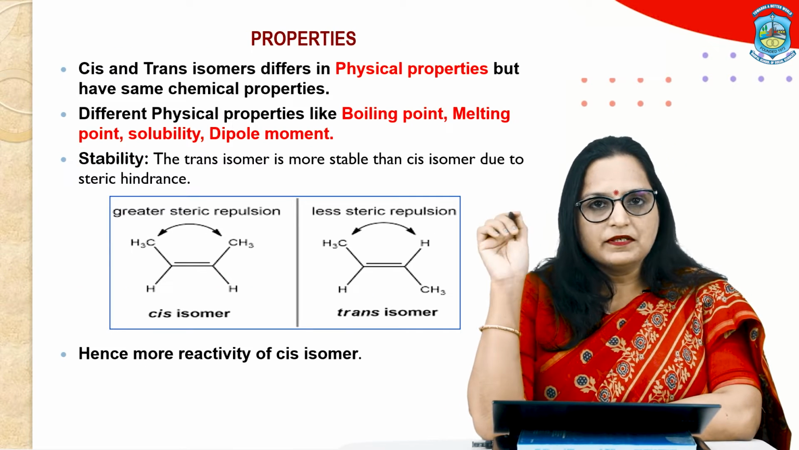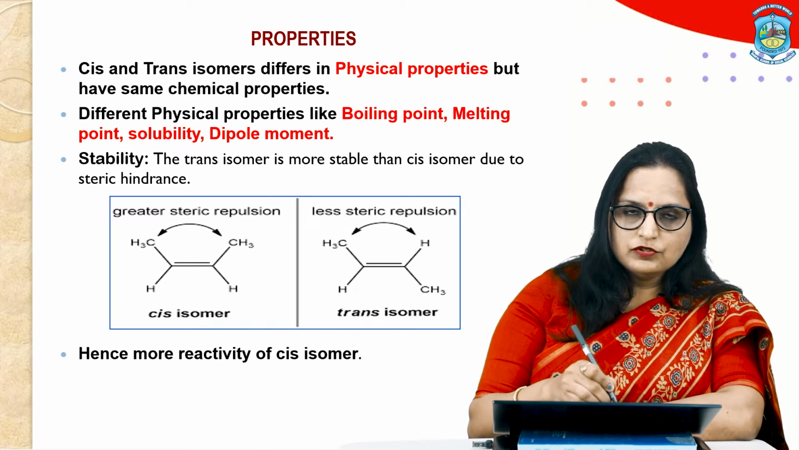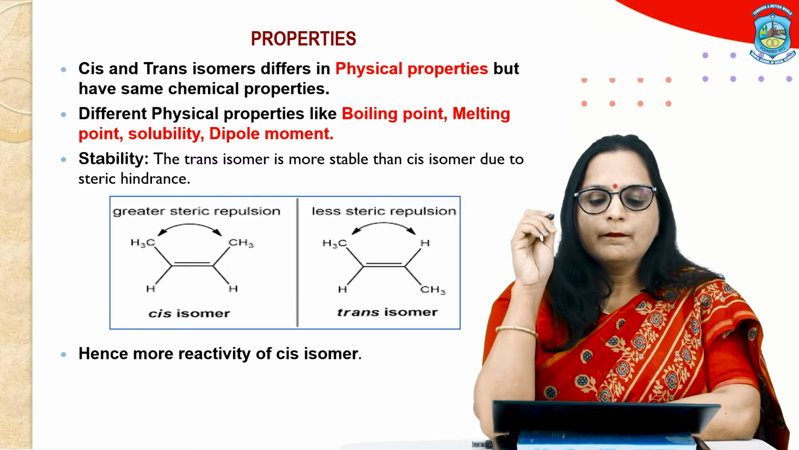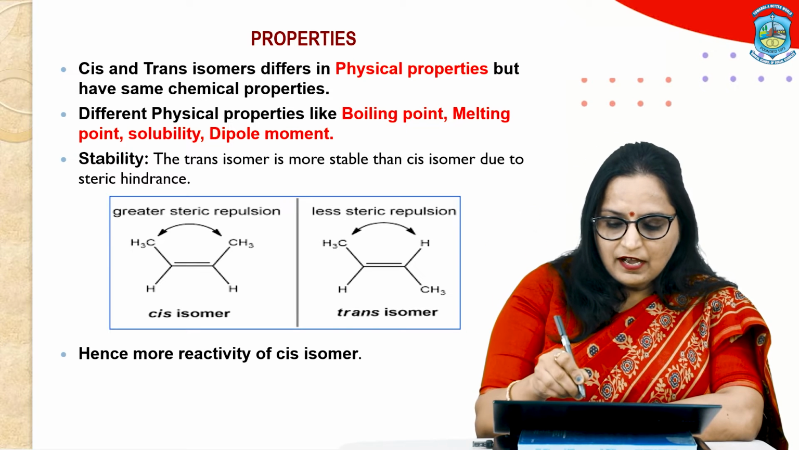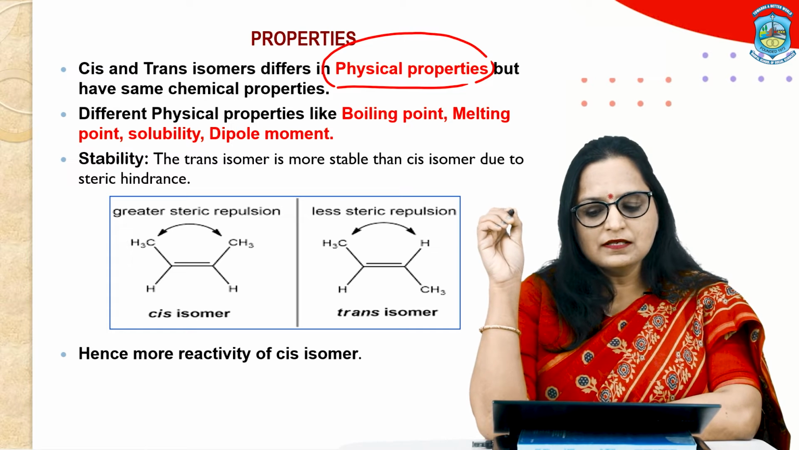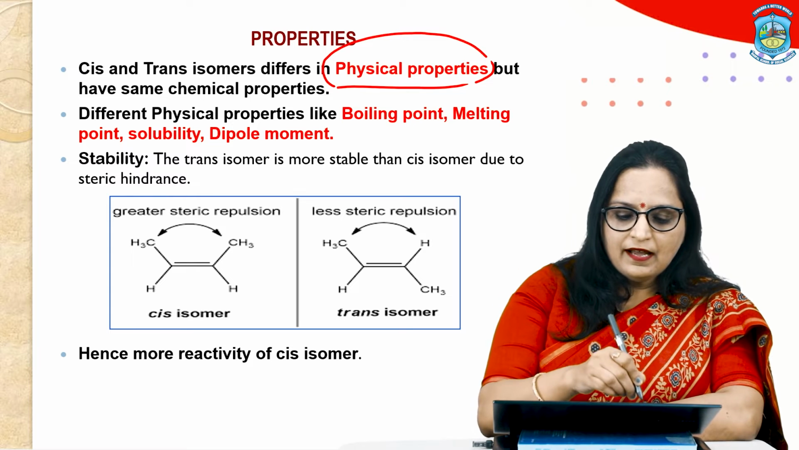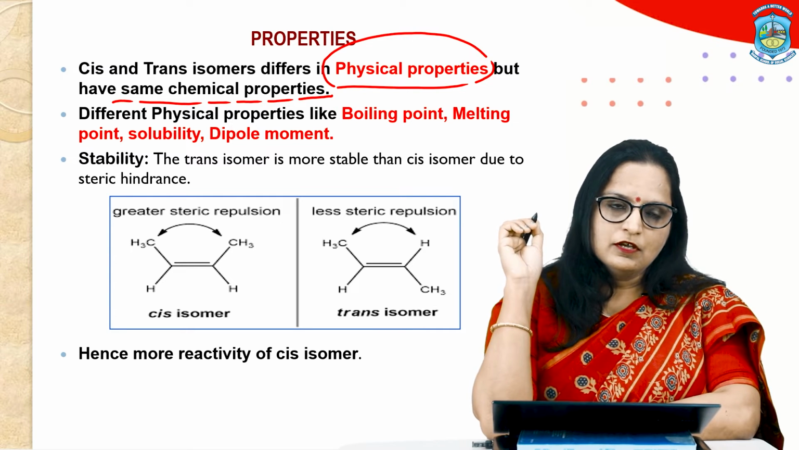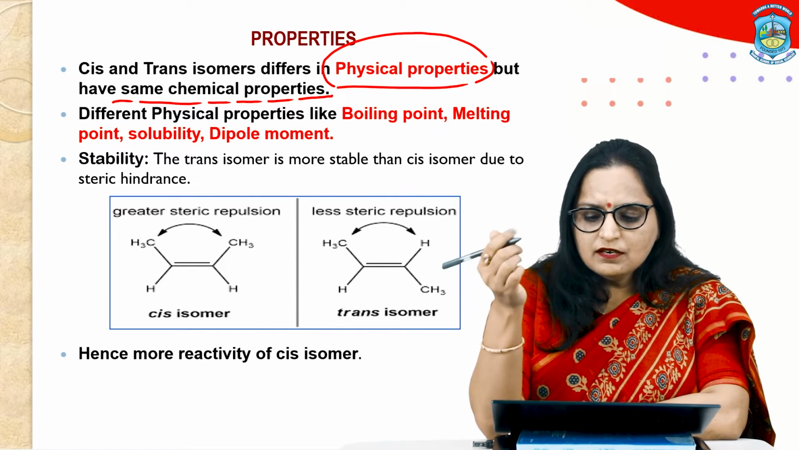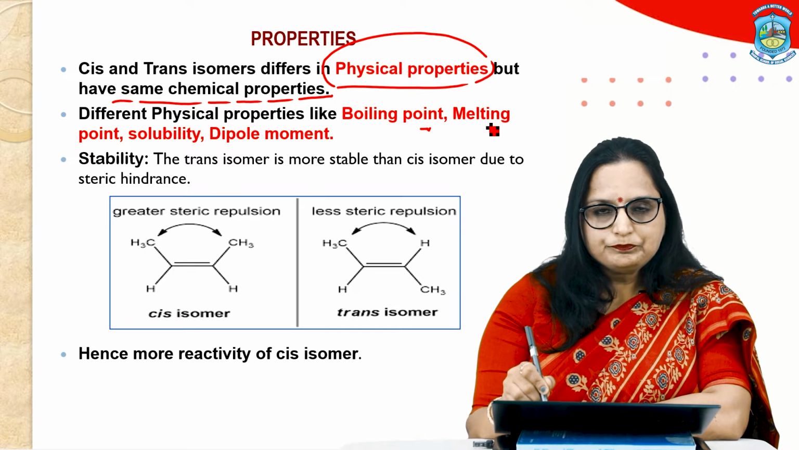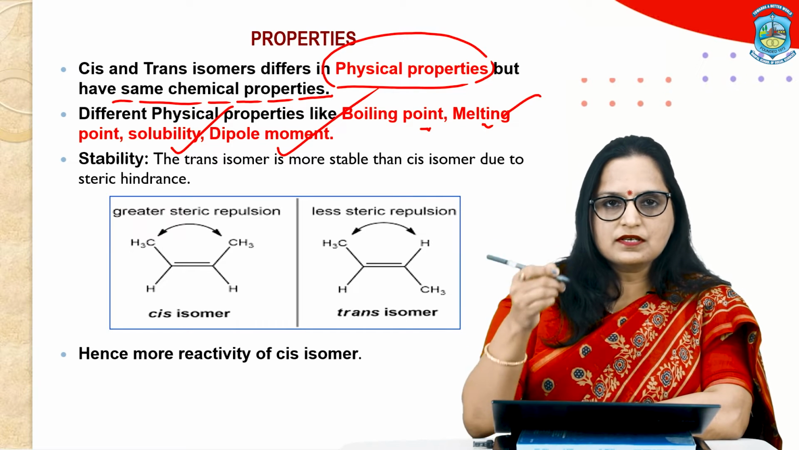Moving on to their properties. Though in the structure you can see the number of carbon, hydrogen and double bonds are the same, what we observe is that cis and trans isomers have different physical properties, but due to the same number of carbon, hydrogen and double bond, they have the same chemical properties. Now the question which comes to our mind is about physical properties. Physical properties means boiling point, melting point, solubility and dipole moment, which we are going to discuss in the later section.